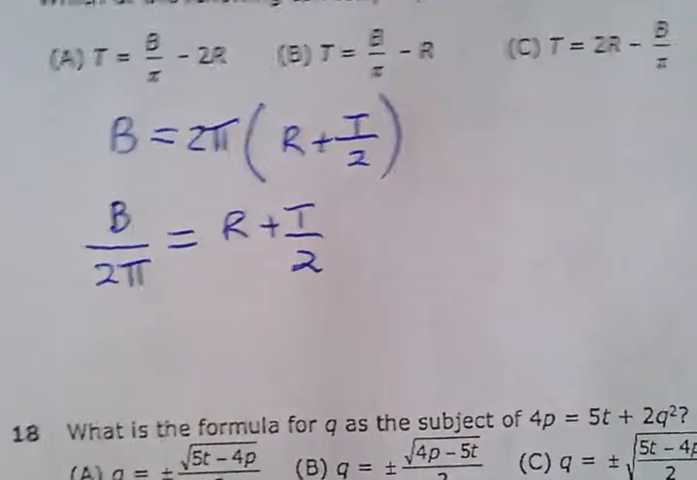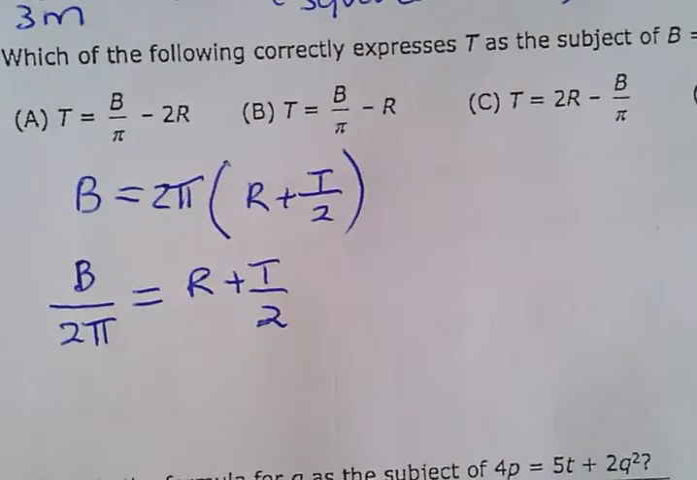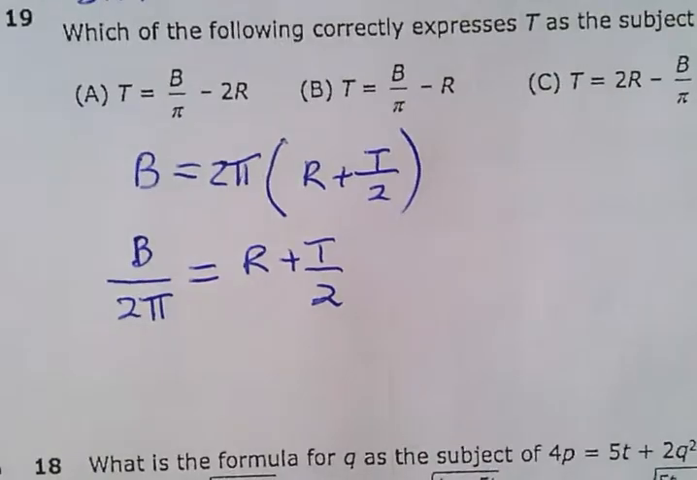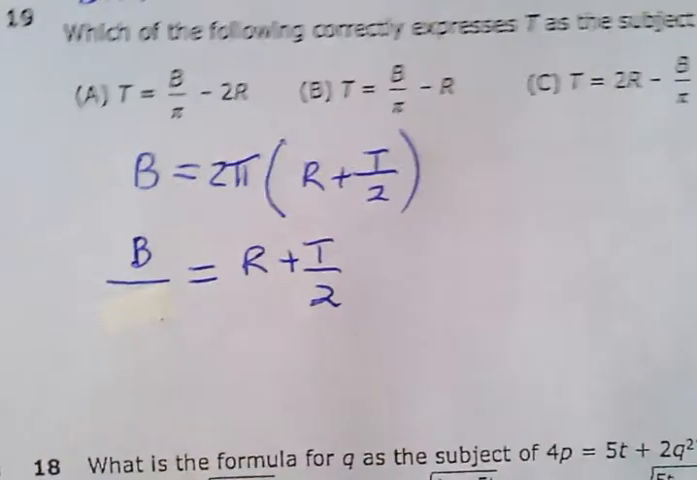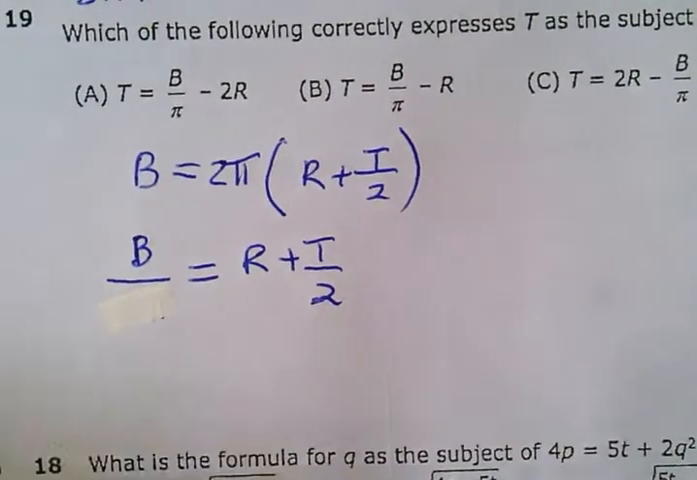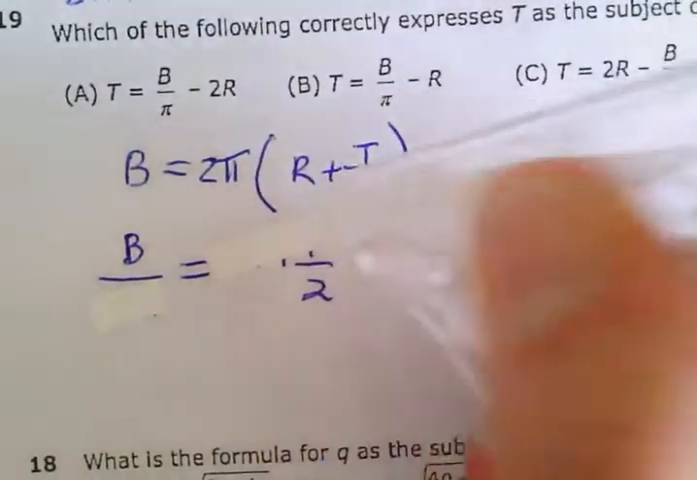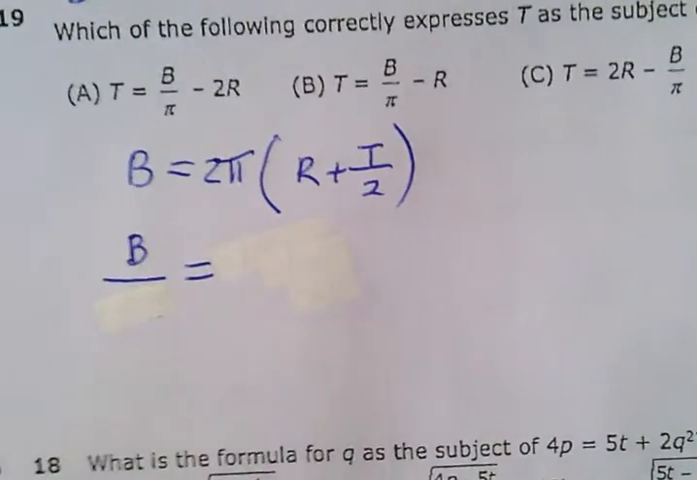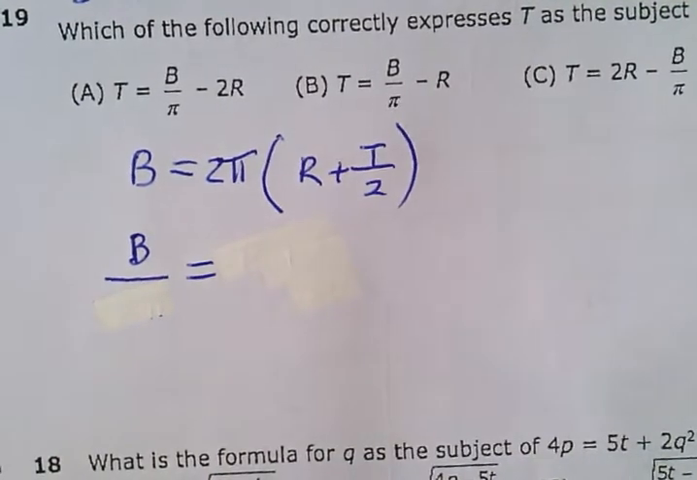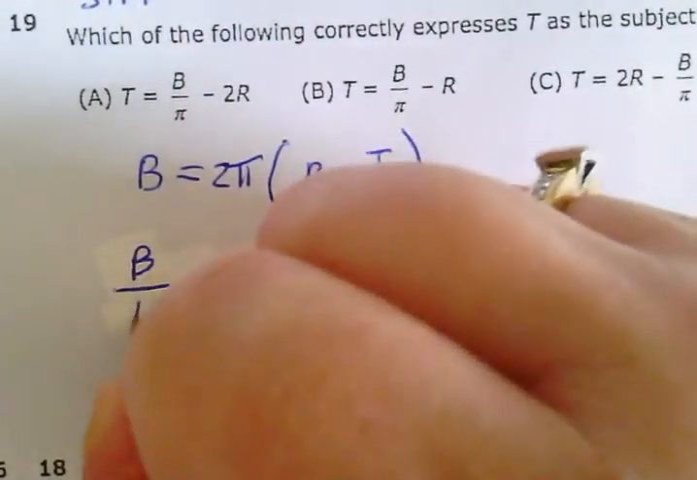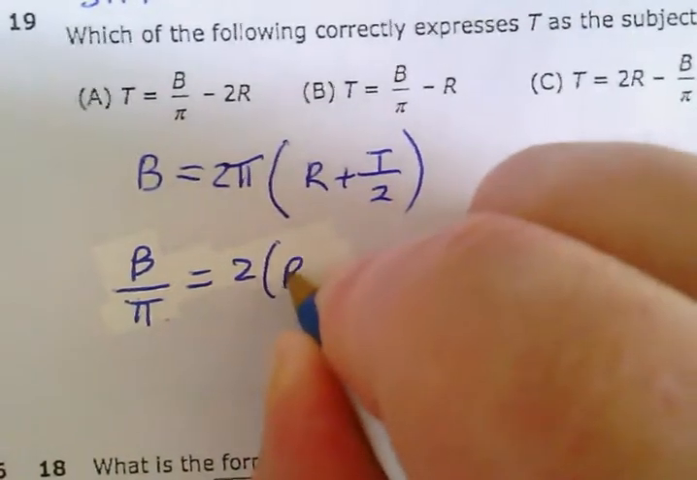You know why? Look at all the answers. B divided by pi, B divided by pi, B divided by pi. Can you see that? So we're not going to divide by 2 pi. We're going to divide by pi. That means that the 2 stays there. Are you okay with that? Or we can expand. All right, I'll divide by pi, keep the rest, the 2 there.